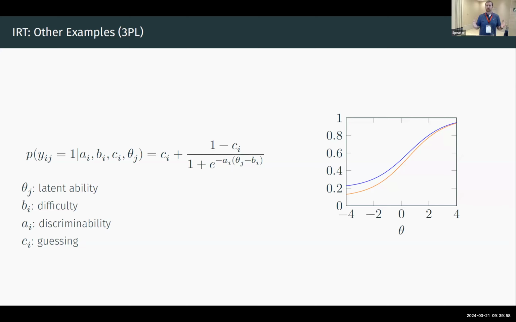So when you're thinking about building a test, right, you don't want questions with very high guessing parameters because they're not actually going to be that discriminative, because even at very low levels of ability, the probability of answering a question correctly is still high, and you want it to be low at those low levels of ability.